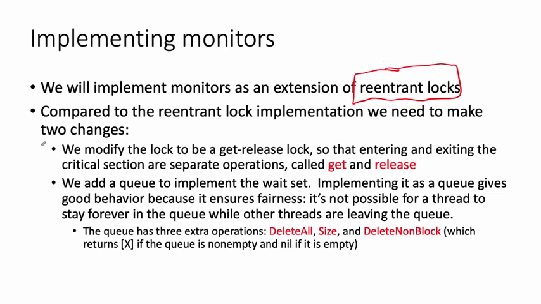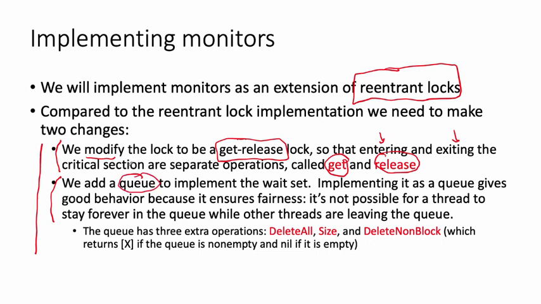So we're going to make two changes here compared to reentrant locks. First of all, we're going to slightly modify the interface of the lock. It's called a get release lock, so that entering and exiting are two separate operations, which we call get and release: get is to go in and release is to go out. Because of this, we need to get in different places. So we get in when we have the lock, but the wait operation also has to try to get in, and it also has to release the lock. So we're using it in several places. So we are going to have a get release lock, and the second point is the wait set.